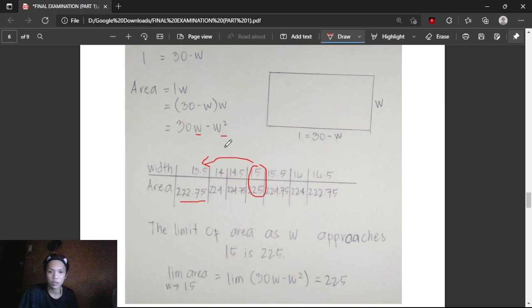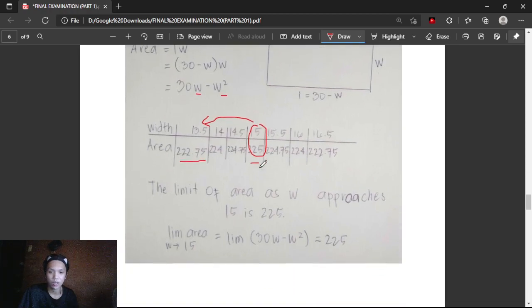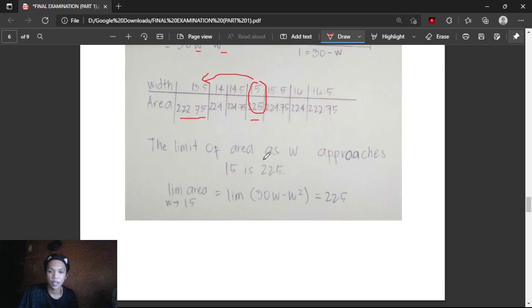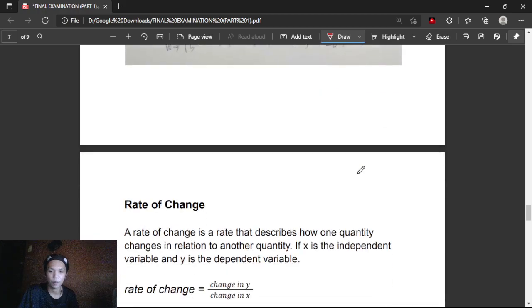We continue getting the answer until we get the width of 15 and the area of 225. Then we can say that the limit of the area as W approaches 15 is 225. The limit of area as W goes to 15 equals the limit of 30W minus W squared, which equals 225.